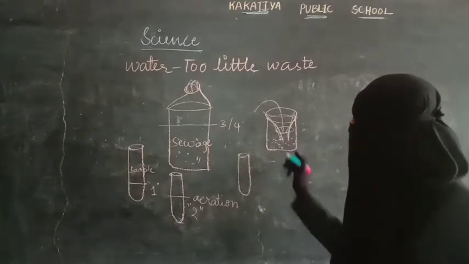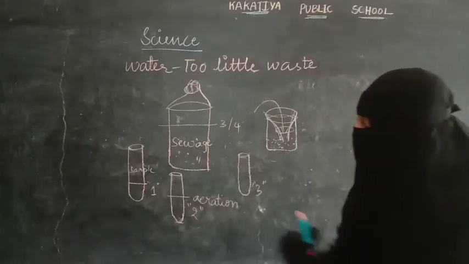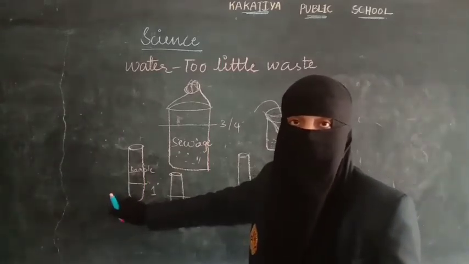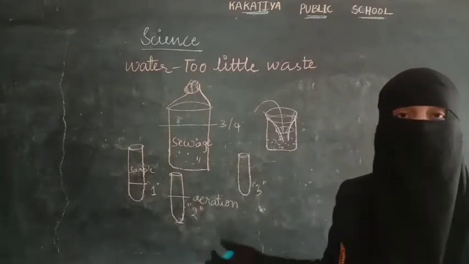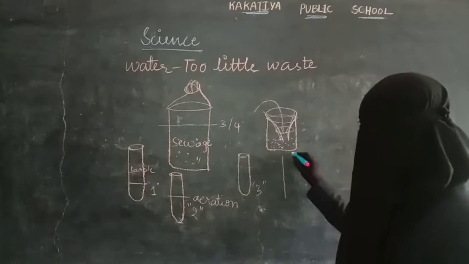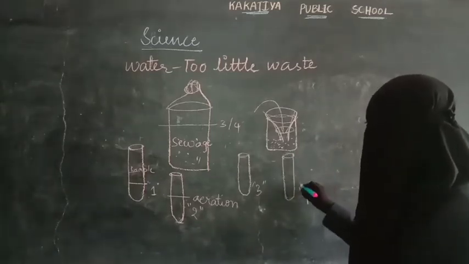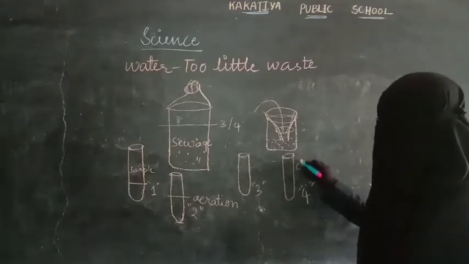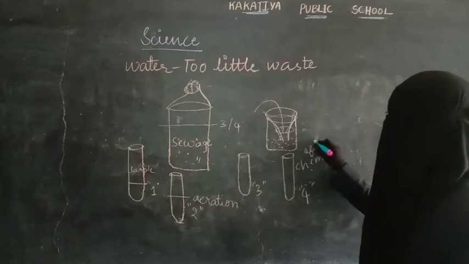After that, this is sample number 3, after filtration. The first one is before treatment, sample 1. The second one is after aeration. The third one is after filtration. Now collect some more water in the 4th test tube and label it as after chemical treatment.